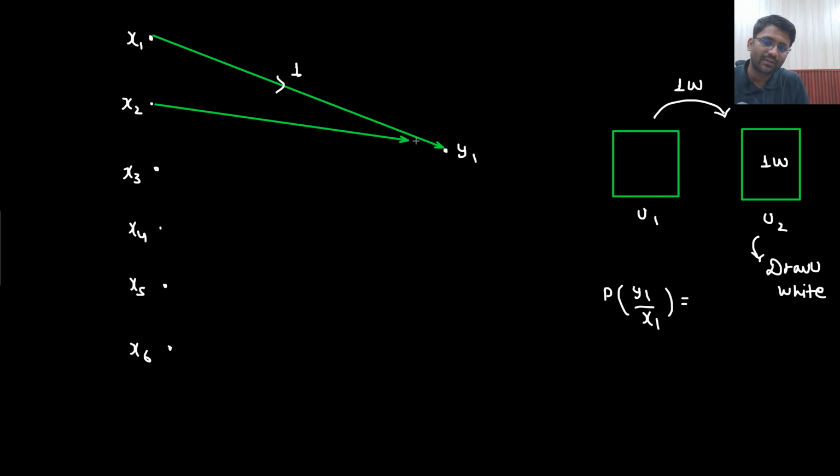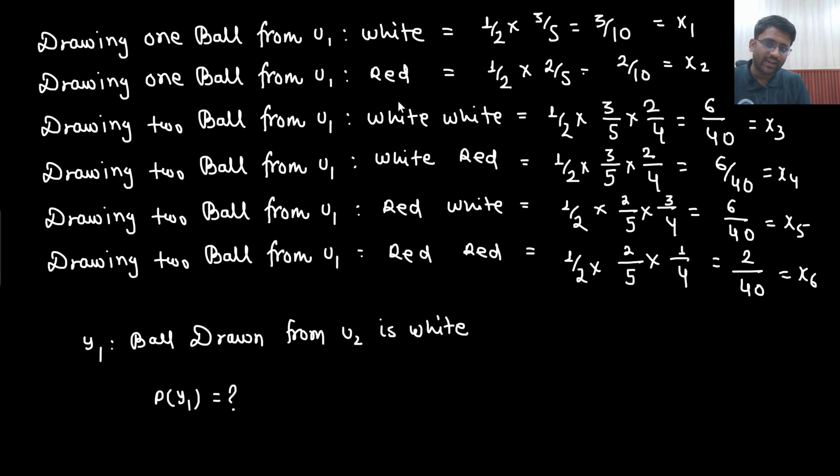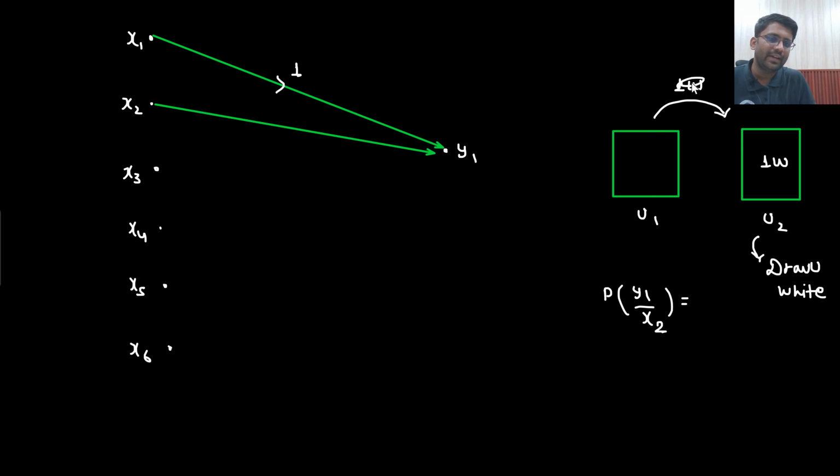Second question: probability of y1 by x2. What is the meaning of y1 by x2? Given that you are transferring a red ball. So here total 2 balls will be there. What is the probability of getting a white ball? That will be 1 by 2. 2 balls will be there, 1 red, 1 white. So the probability will be 1 by 2.